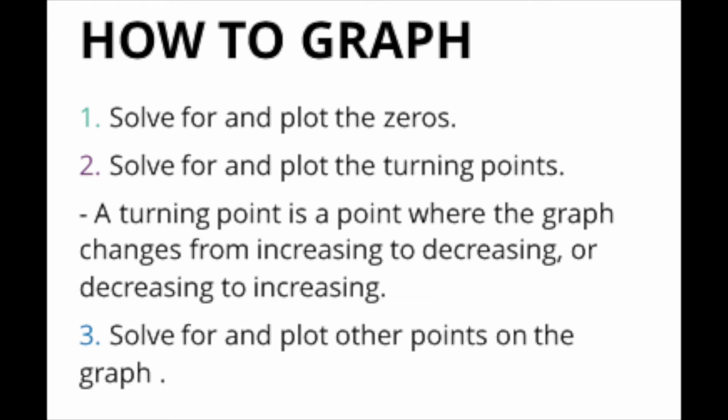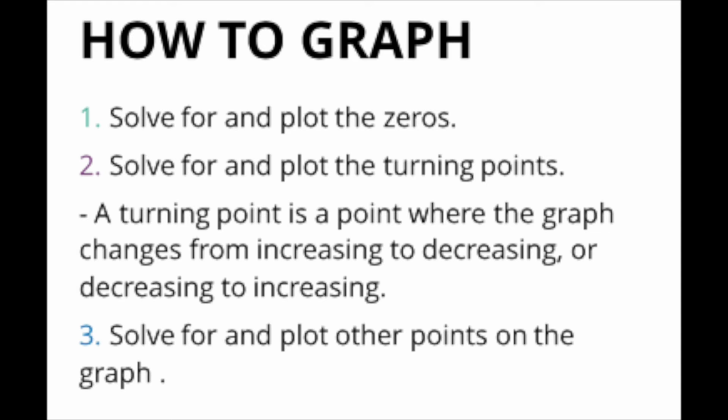Now here is how to graph. First, you want to solve for and plot the zeros. Then you're going to solve for and plot the turning points. A turning point is a point where the graph changes from increasing to decreasing, or decreasing to increasing. Finally, you're going to solve for and plot other points on the graph.